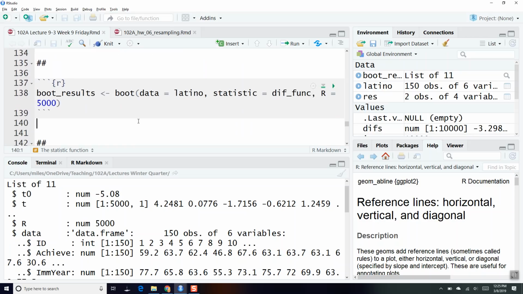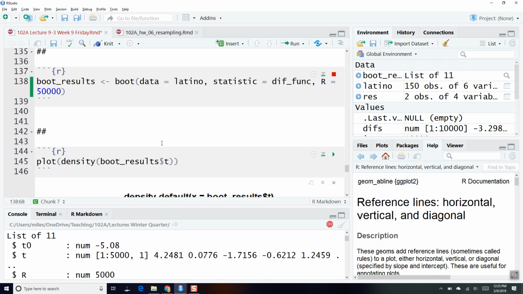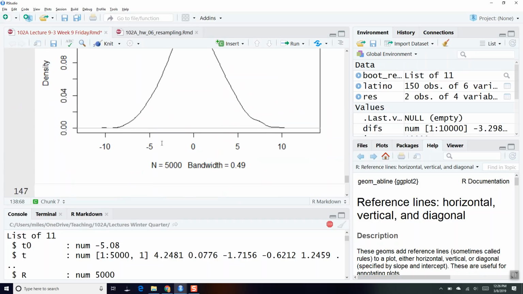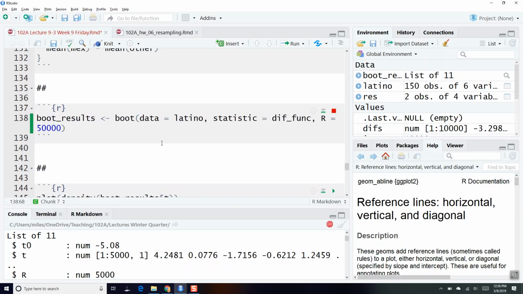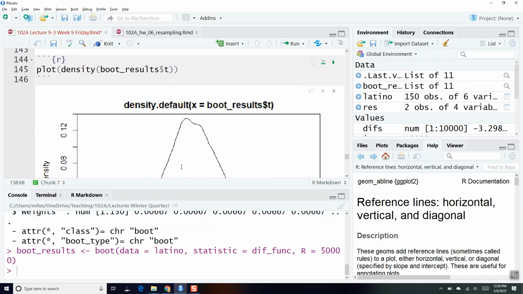And again, with boot, it's easy. I can just crank this up to 50,000. Let's see, I don't know if that's going to make any kind of difference. It'll take a little bit longer to run. Uh-oh, did I break my computer? Oh no, okay, it's done.